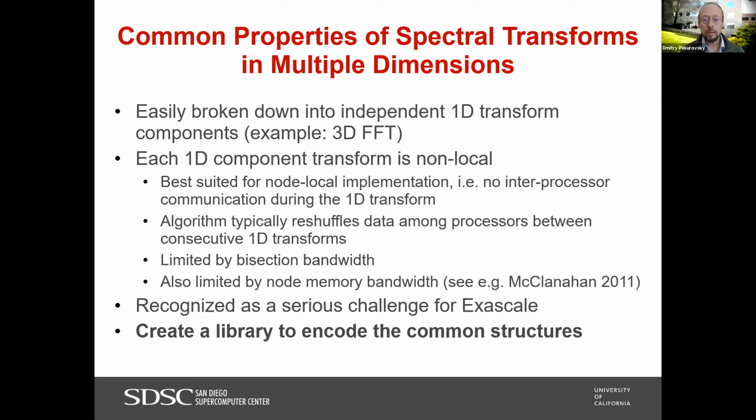So the goal here is to create a library to encode the common structures for all these algorithms. As I said, they go beyond FFT. Many codes have their own implementations of these algorithms. So the question is, why do we have to reinvent the wheel? We can just create a library to spread the information and good knowledge about this, and save a lot of work for researchers.